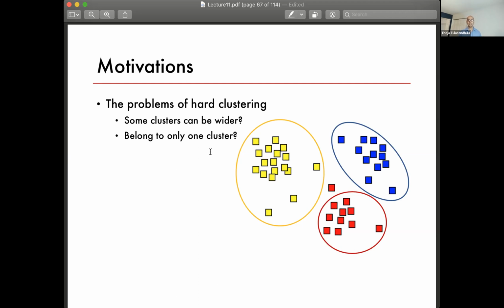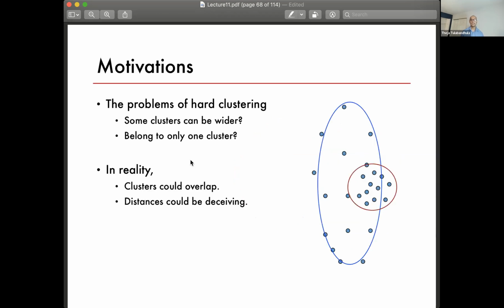For example, each of the points in this yellow circle belong to exactly the yellow group and nothing else. What happens to this red point here? So it's in this group, but it's kind of outside as well. It's closer to the yellow cluster, as well as close to the red cluster. So basically, there's some issues with hard clustering when each point only belongs to one cluster.